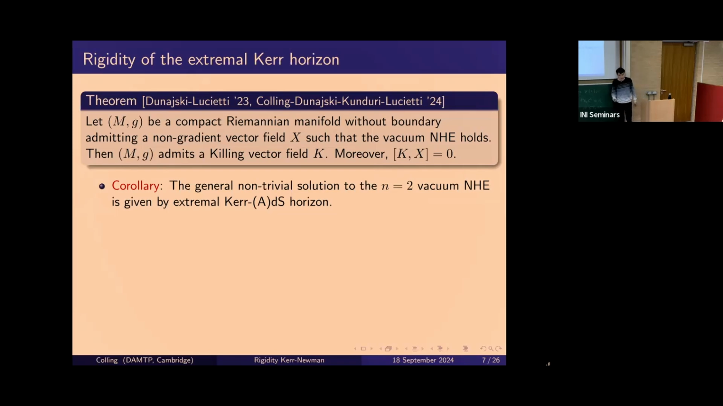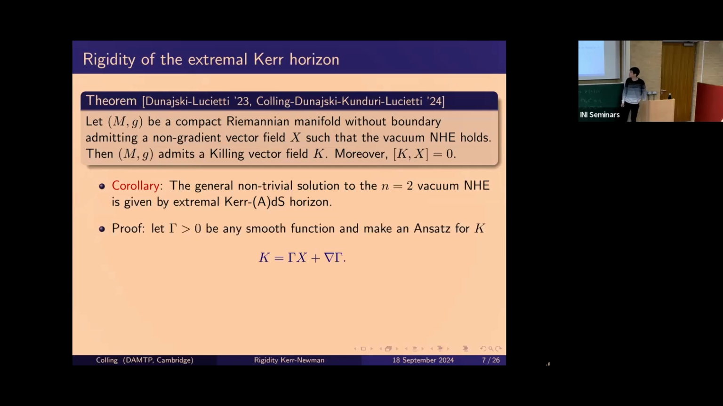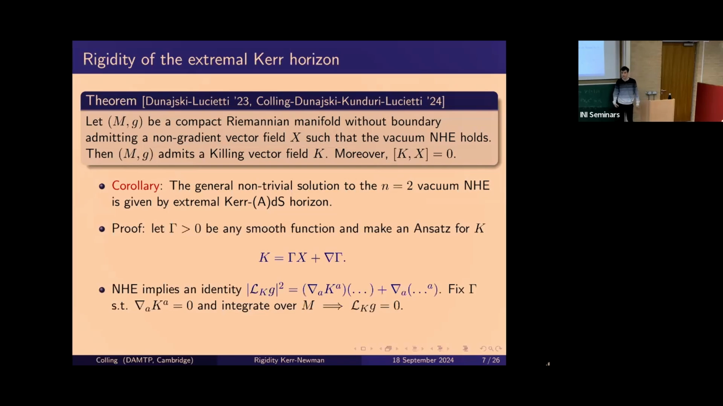So the idea is to use an ansatz for K in terms of an, at this point, arbitrary smooth positive function gamma of the following form. Then you do some calculations and find an identity which allows you to express the norm squared of the Lie derivative of the metric with respect to K as a divergence plus a bunch of terms proportional to the divergence of K. So if you now choose gamma such that the divergence of K is 0, which, as James explained, can always be done, then an integration over the manifold using Stokes' theorem will show that the integral of this quantity is 0, and since it's non-negative, it implies that K has to be a Killing vector.